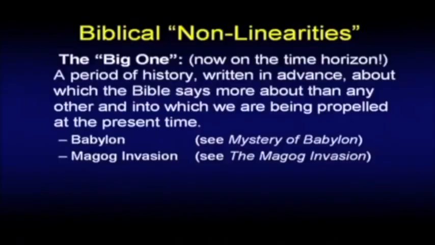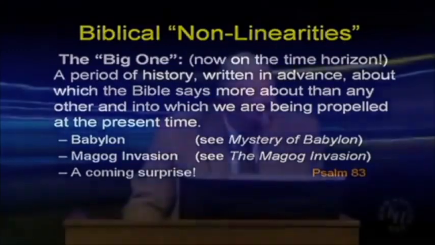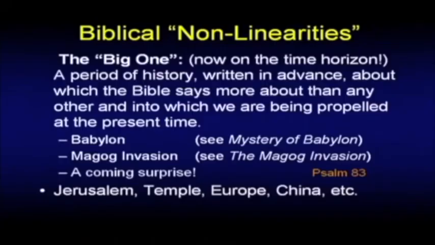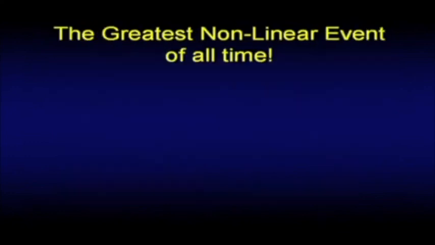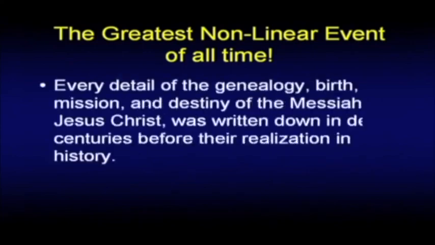Babylon, the Magog invasion, and a coming surprise ahead of the Magog invasion, Psalm 83. I invite you to check all of these out. We've written briefing packages on Babylon, on the Magog invasion, and on Psalm 83 and so forth. Boy, you talk about Jerusalem, Temple, Europe, China, they're all laid out in the Scripture. And the greatest nonlinear event of all time is forthcoming. Every detail of the genealogy, birth, mission, and destiny of the Messiah, Jesus Christ, was written down in detail centuries before their realization in history.